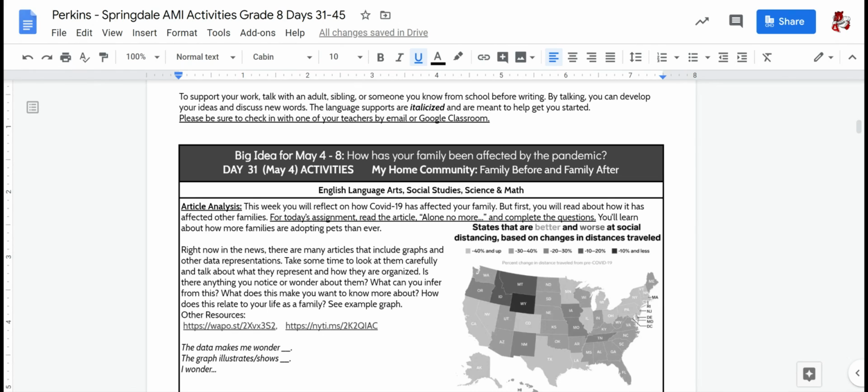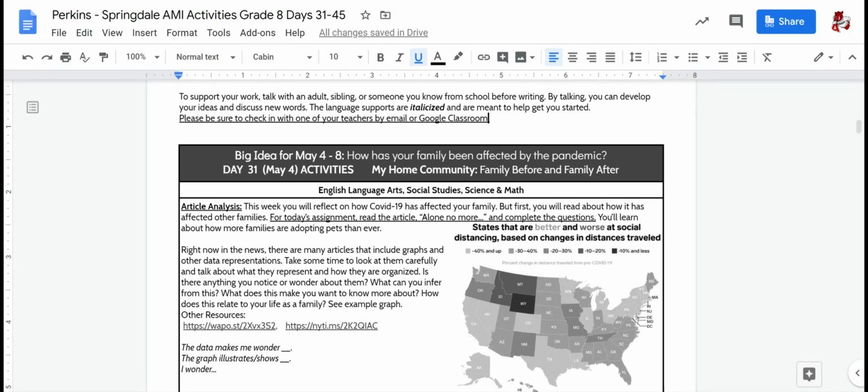But before we get started, I want to give you some information. You're going to have one assignment per day that counts for 4 core classes. So each day you will have one assignment and it will count for English, social studies, science, and math. Okay? So before we get started, let's read the note at the top.